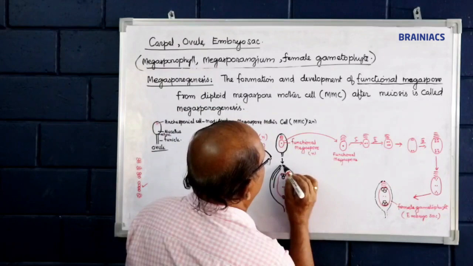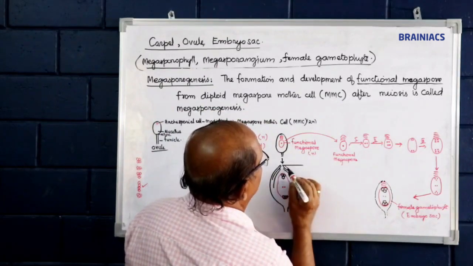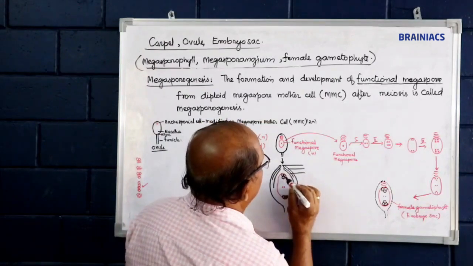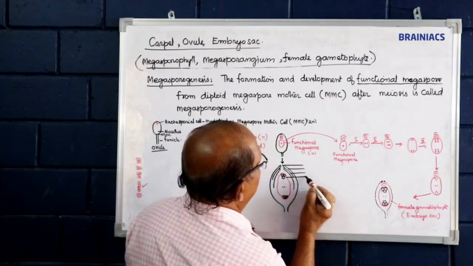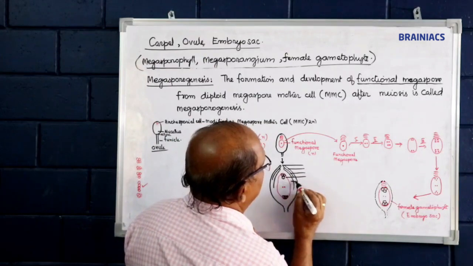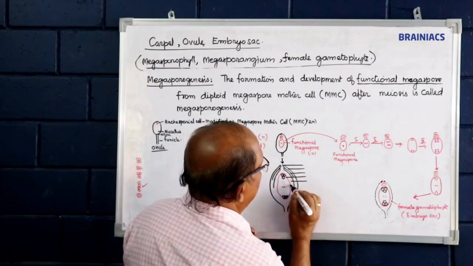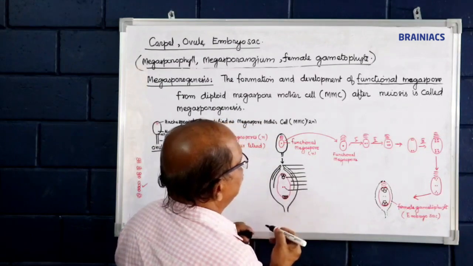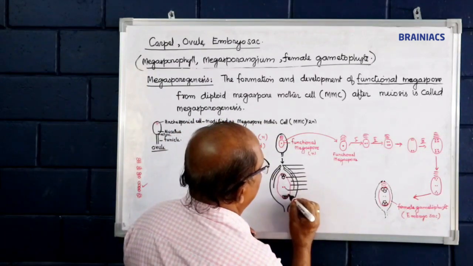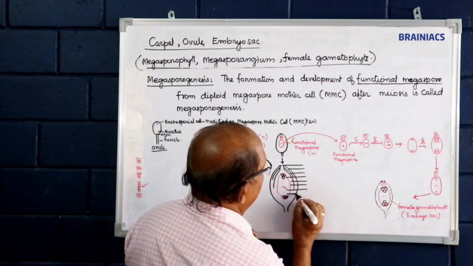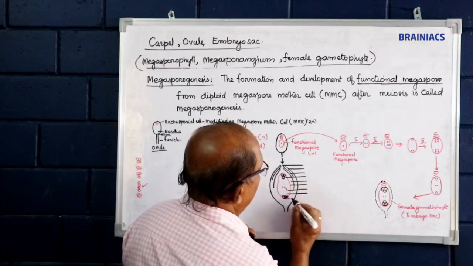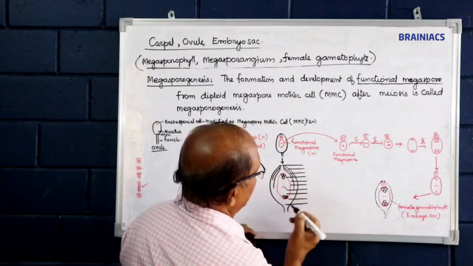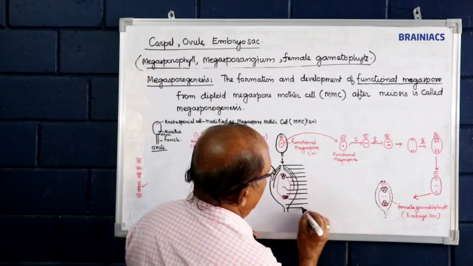Small opening, outer integuments, inner integuments, egg apparatus, nucellus, embryo sac, polar nuclei. Central cell, antipodals, chalaza, hilum.